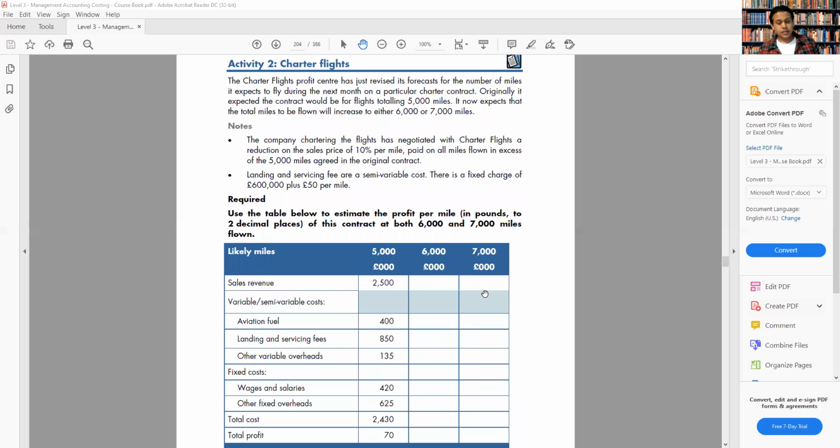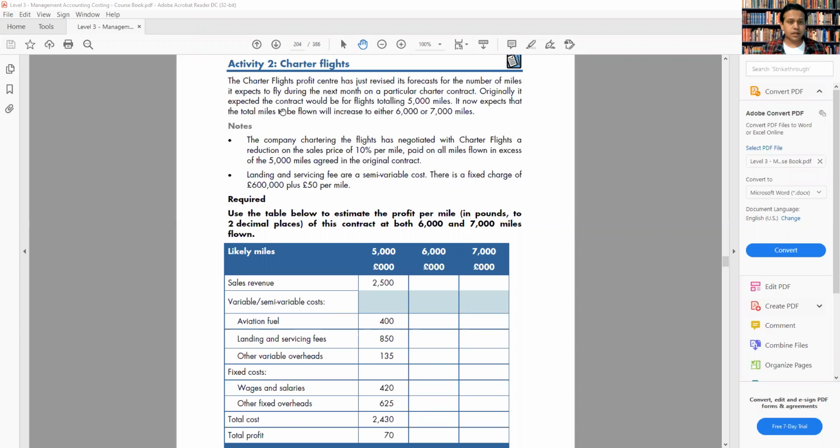All right, so let's try this question. Activity 2, charter flight. Let's read this question together. The charter flight profit center has just revised its forecast for the number of miles it is expected to fly during the next month on a particular charter contract.